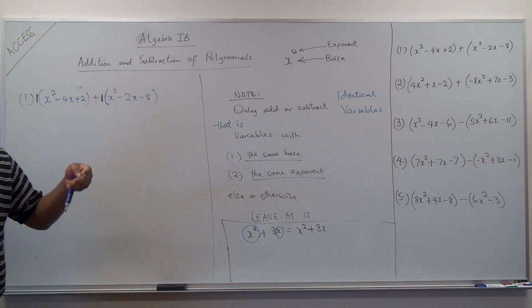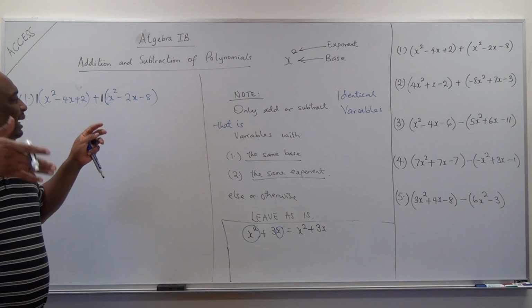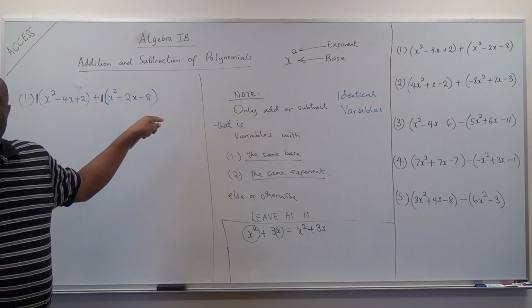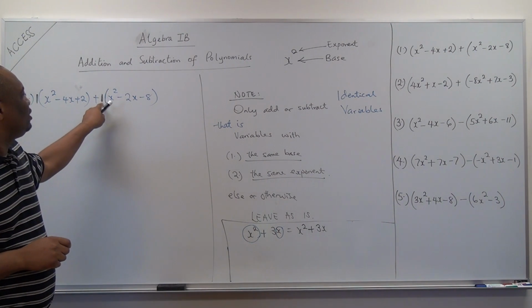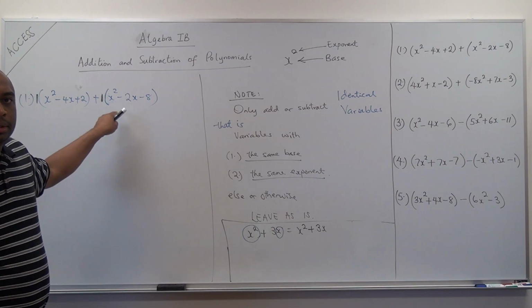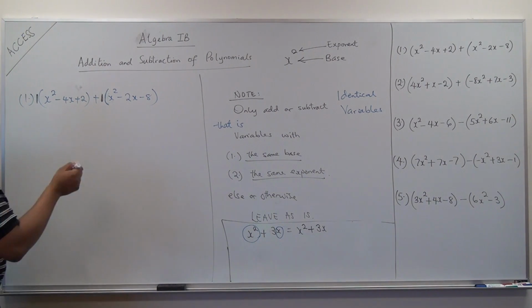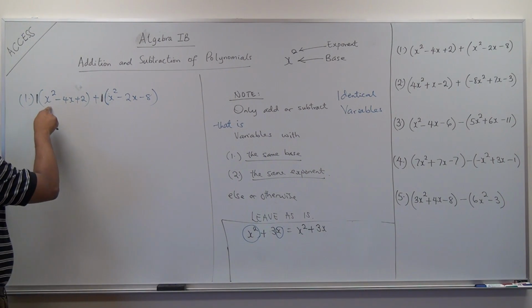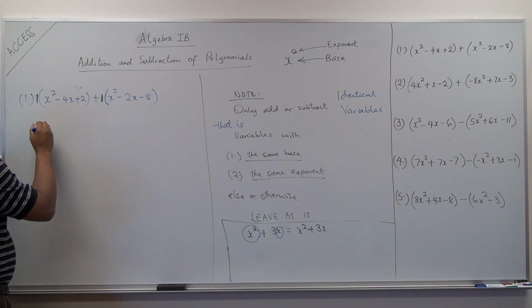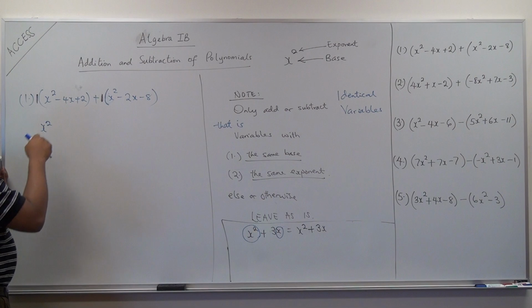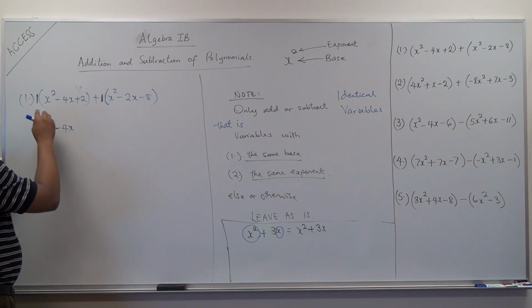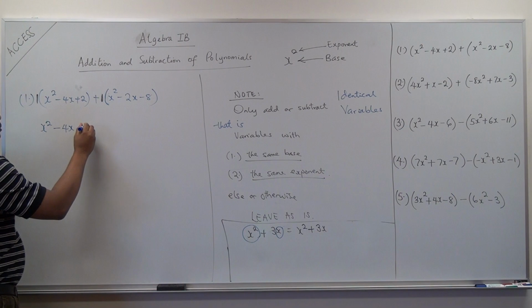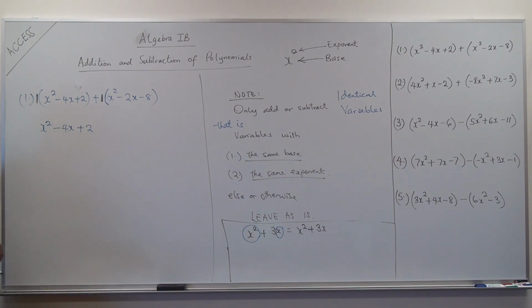When you have something in parentheses, it's assumed to be 1 times that. This is very important. It's assumed that you distribute 1. So what you can do is, 1 times x squared will give you x squared. 1 times negative 4x will give you negative 4x. 1 times 2 will give you positive 2.